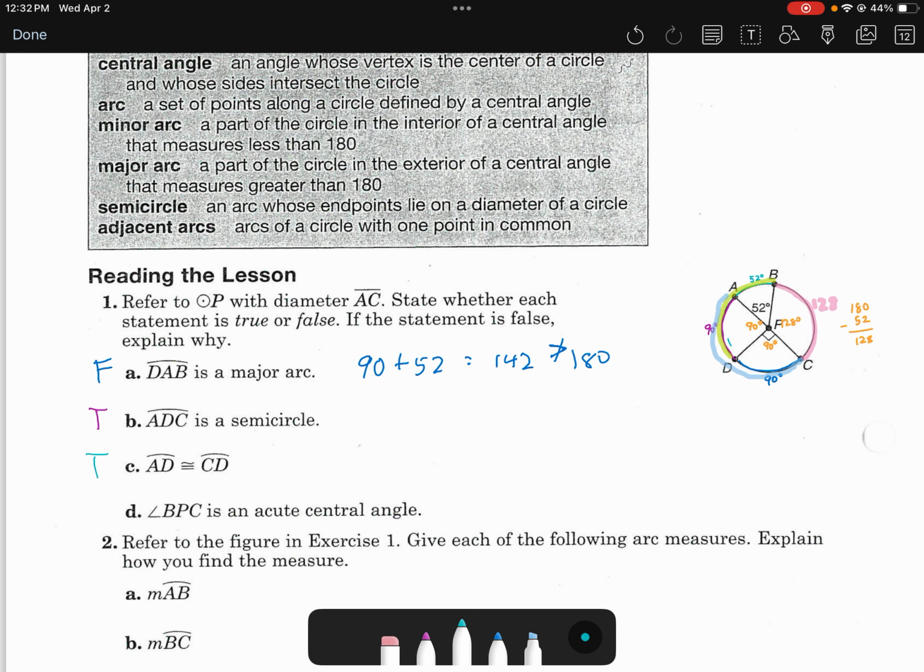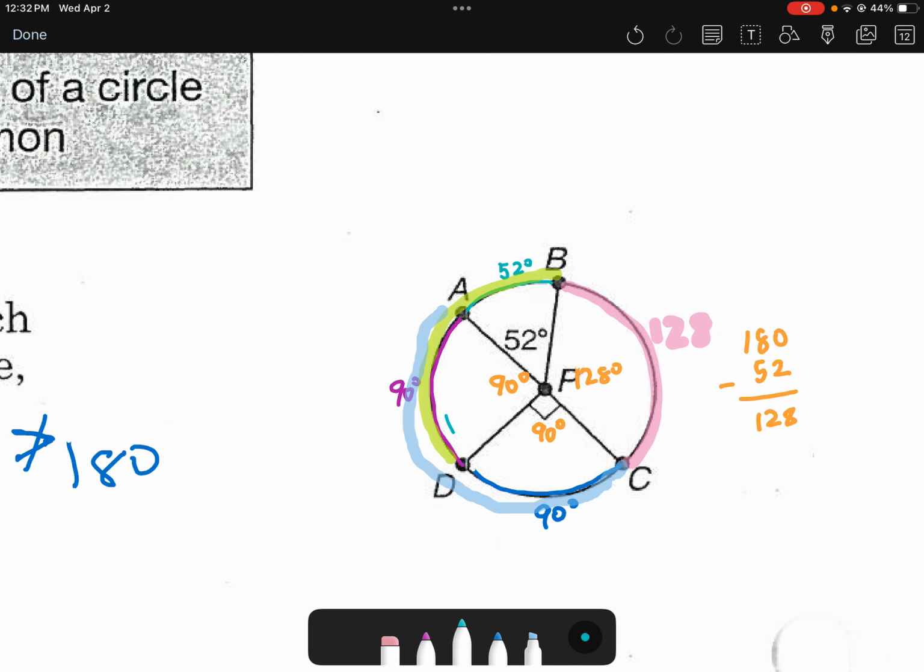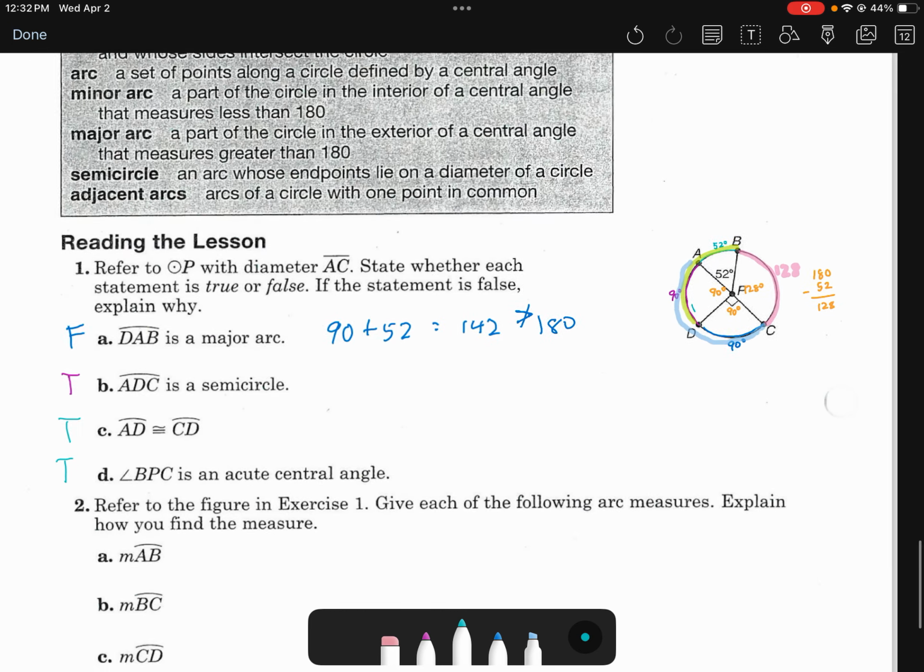Part D, angle BPC is a central angle. Absolutely. I'll use this lighter blue. Angle BPC is a central angle because P is the vertex.